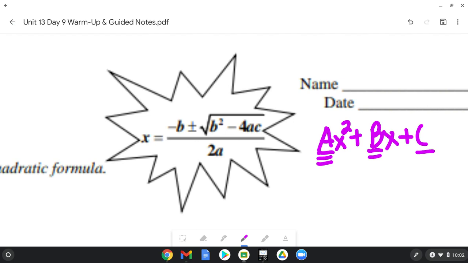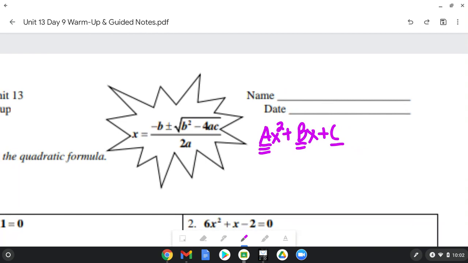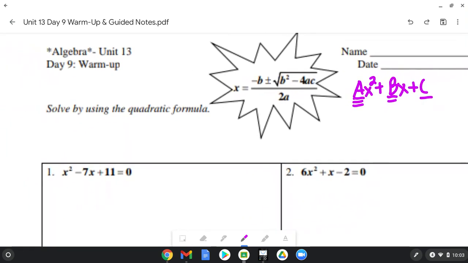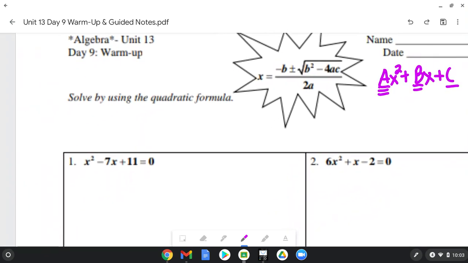So we'll notice that in here we have a b a couple times, an a a couple times, and a c at one point. So we need to make sure that we are cognizant of which letter goes with which coefficient. Now if we take a look at this first one, when it asks us to solve by the quadratic formula, the first thing I always do is label what my a, b, and c are. There's nothing in front of the x squared, so I know my a is 1. I know my b is -7, and I know my c is 11.